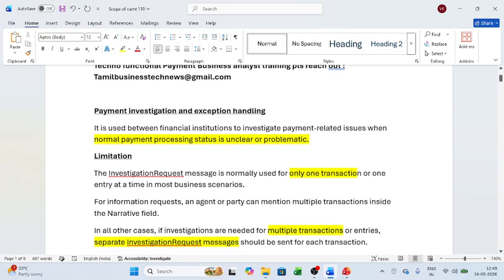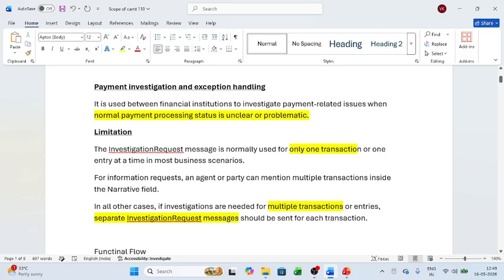What is the limitation of the camt.110? You can initiate the camt.110 only for a single transaction. You cannot investigate multiple transactions at the same time. For example, if you need to check the transaction status in your bulk file, generating one camt.110 will not work, because for each and every transaction we need to raise an individual camt.110 investigation request. It never gives the response for multiple transactions; it always gives the response as a single transaction. You need to remember that.